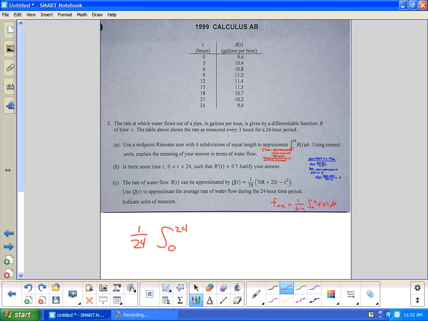Now think about it. 1 over 24 is 1 over 24 hours. You guys agree for units? We're going to integrate 0 to 24, and I'm going to write Q of t dt. Is that okay with you guys? Instead of putting all that stuff in there. And think about it. What units come out of the integral? Gallons. Because Q of t is gallons per hour, you integrate over hours. Gallons per hour times hours is gallons. And then 1 over 24 hours, you're going to get gallons per hour.